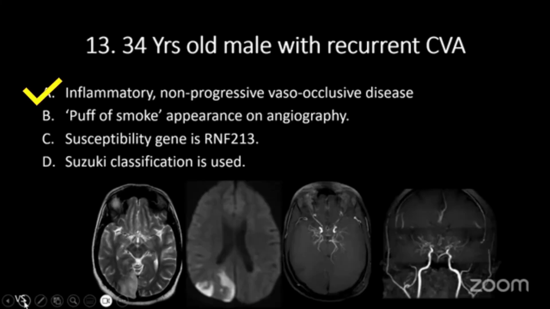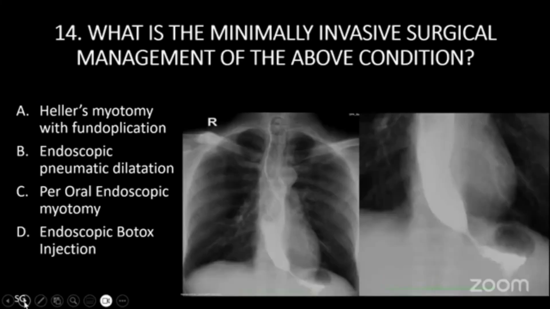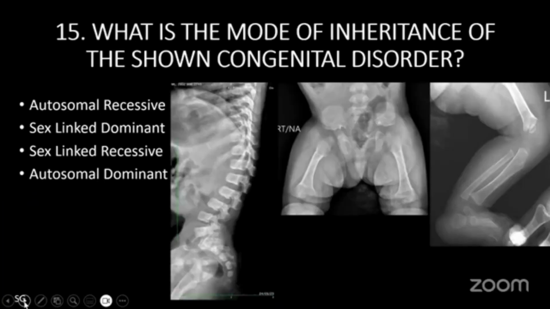It's a case of moyamoya disease, which is idiopathic, non-inflammatory and progressive disease, and so A is wrong. It's a typical case of achalasia cardia with typical bird's beak sign. Peroral endoscopic myotomy is the minimally invasive procedure performed by medical gastroenterologists in only a few centers of India. It's a typical case of achondroplasia, which is autosomal dominant, and that's the answer.